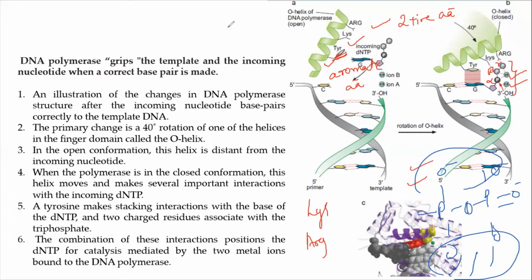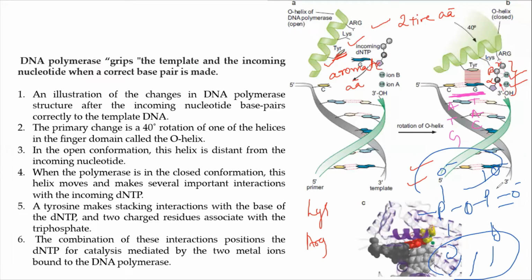Now, third thing, what is happening? Your tyrosine is making stacking interactions with the nucleotide, with the bases. जरूरी नहीं है वहां पे GC होना चाहिए. It can be AT also. यहाँ पे A हो सकता है, यहाँ पे T हो सकता है, यहाँ C हो सकता है, यहाँ G हो सकता है. ठीक है? So it is making the stacking interactions with the base of the incoming dNTP.